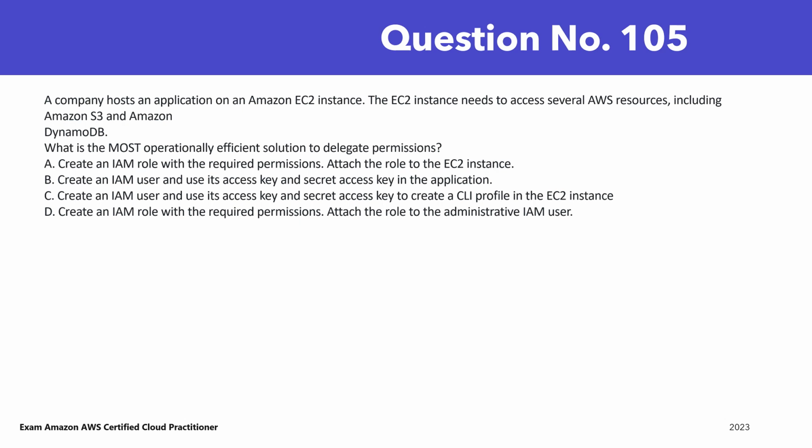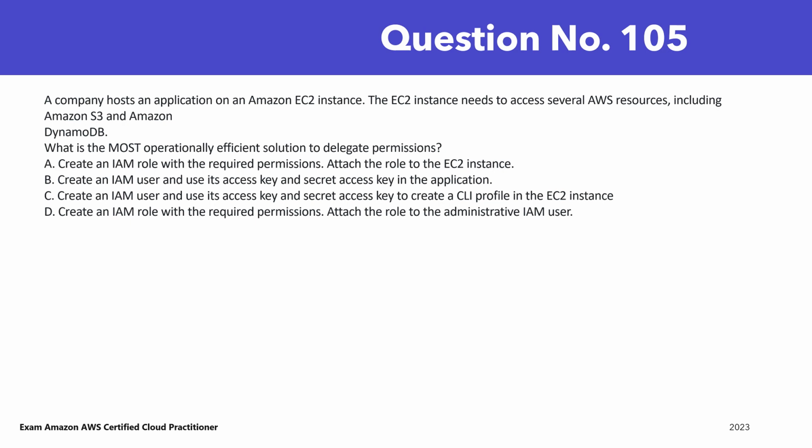A company hosts an application on an Amazon EC2 instance. The EC2 instance needs to access several AWS resources, including Amazon S3 and Amazon DynamoDB. What is the most operationally efficient solution to delegate permissions? A. Create an IAM role with the required permissions. Attach the role to the EC2 instance. B. Create an IAM user and use its access key and secret access key in the application. C. Create an IAM user and use its access key and secret access key to create a CLI profile in the EC2 instance. D. Create an IAM role with the required permissions.